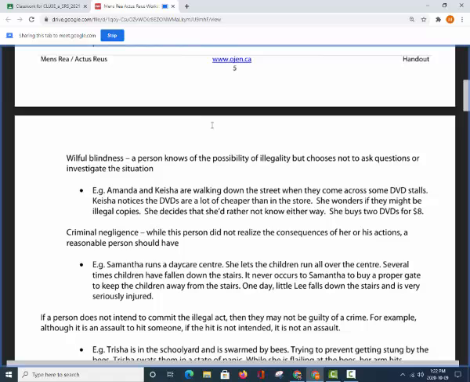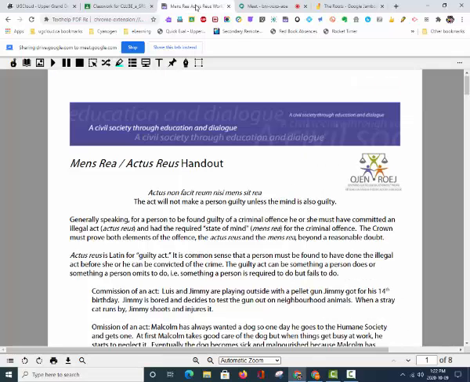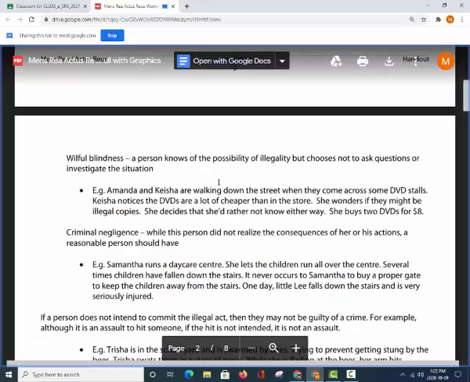So she knew there was a possibility they might be illegal, but she did it anyways. She didn't ask anybody. She just went ahead and did it. So she was choosing not to know. She could have known. She could have asked someone, but she left that. Even if they're influenced by someone, even if they're coerced into doing it, they're still willfully blind toward it.